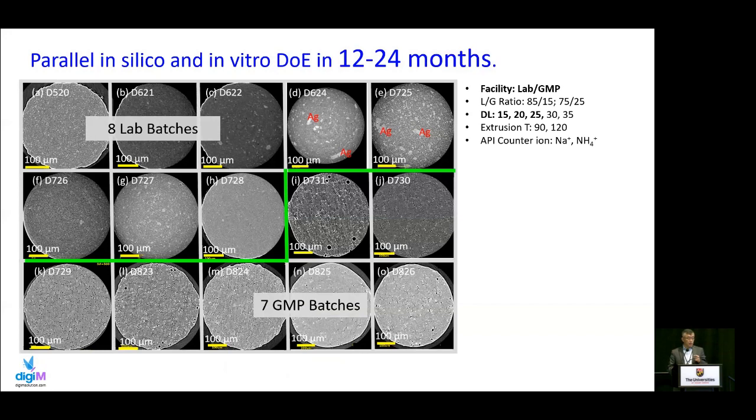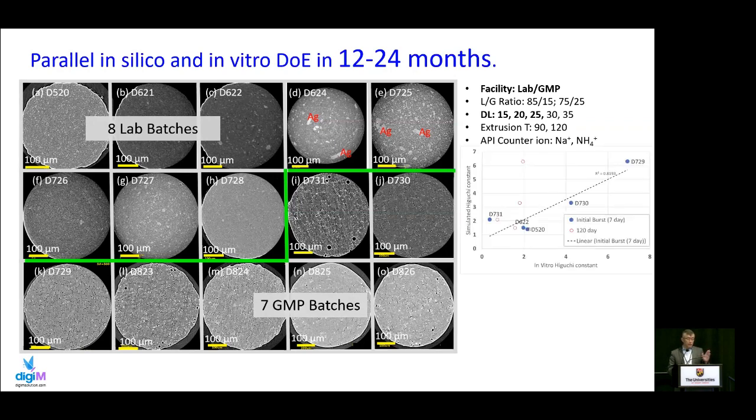And this is a fairly non-trivial DOE space, with 2 different polymer LG ratios, 5 different drug loadings, 2 different extrusion temperatures, and 2 kinds of API with different counter ions. These were evaluated in about 12 to 24 months. To take a quick peek at some of our in silico dissolution model, this is a blind model that we were able to build just by looking at the implant data and the parameter space without any testing data.